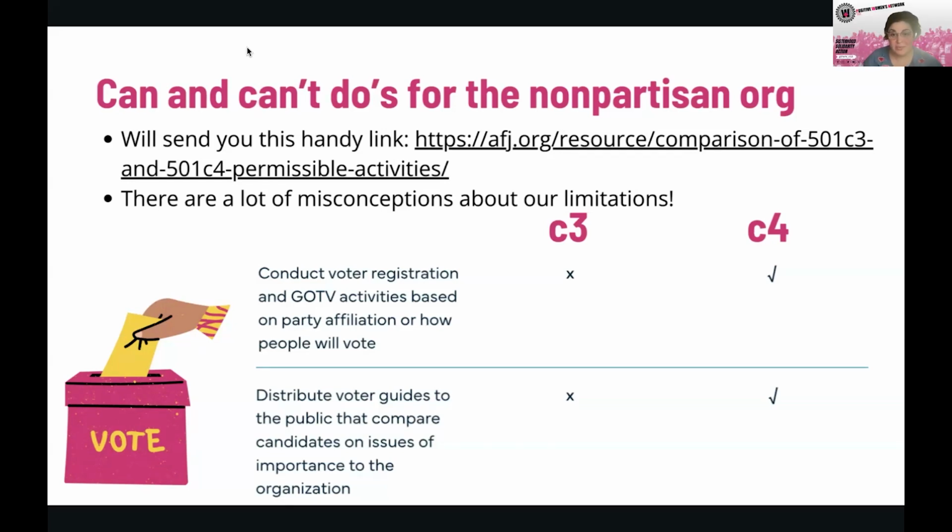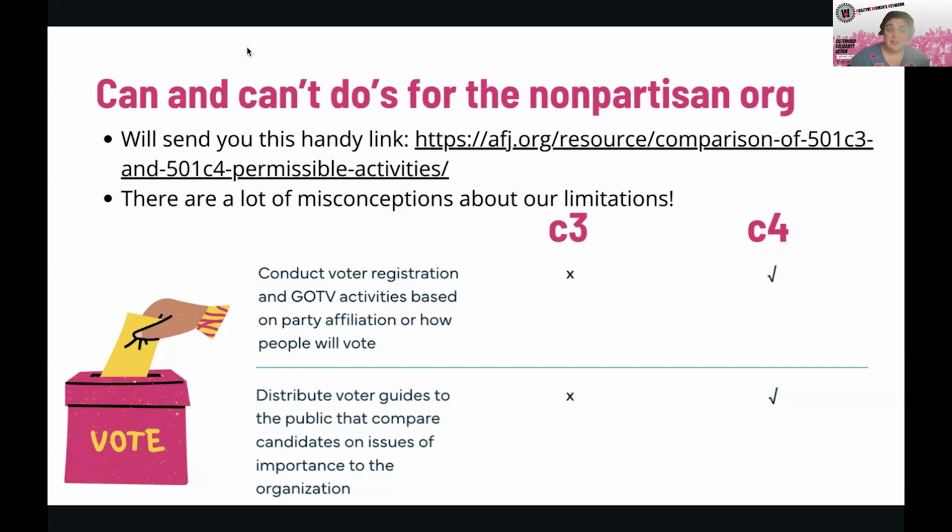So a C4 would be able to lobby and campaign for specific candidates, even reach out to voters based on their voting history and encourage them to vote different ways. We can't do that. We just want everybody to go out and vote. And we want to remind them of the issues that most impact our communities, right? So for one, we can't conduct voter registration and get out the vote activities based on party affiliation or how people will vote. This is one thing I just mentioned. If we had a C4, we could, but we can't.